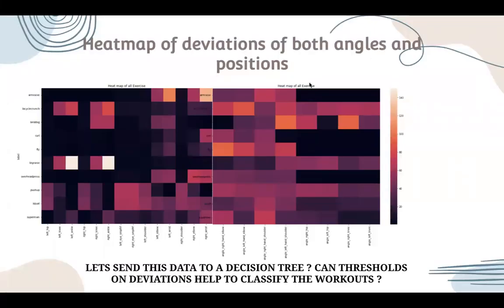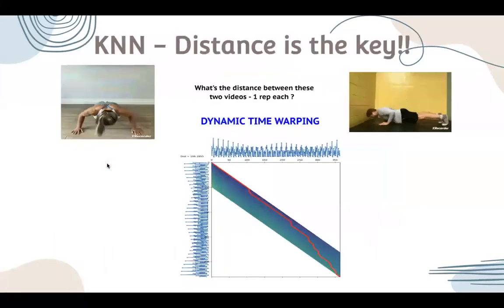Now let's look at the heat map of average deviations from the mean of various workouts. For example, let's observe the leg raise. You can clearly see a huge deviation in the left ankle and the right ankle. Let's later pass this information to the decision tree and see if the model can classify the workout based upon the thresholds on these deviations.